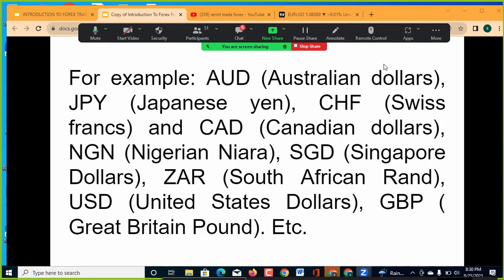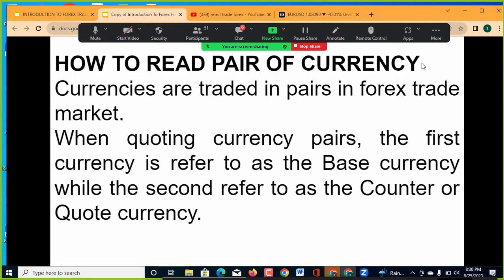Then as we move on, write down your question. How to read a pair of currency? This is very important. As we go deep into the training, please take note. This is the very basics and fundamentals in Forex today. If you want to trade Forex and you know what you're doing, pay attention, write things down, and keep your question for me. I will answer every one of you.